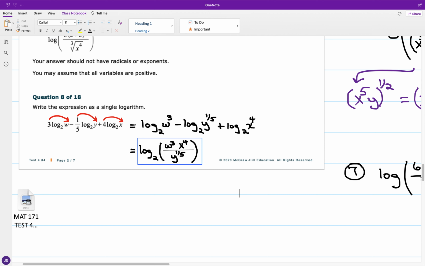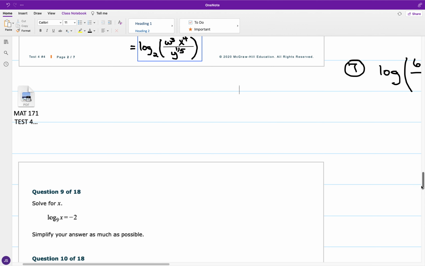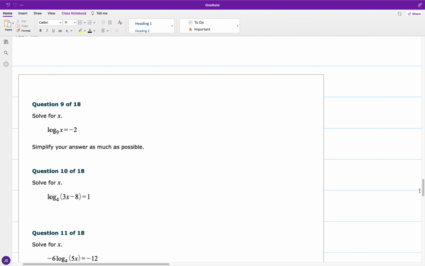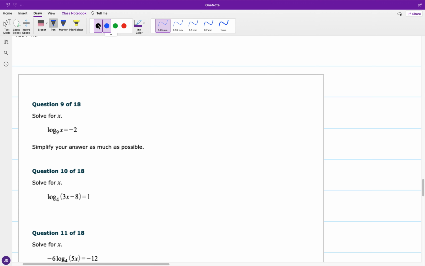Now, for what we have in the case of the next group, we're looking at not just logarithmic terms, but logarithmic equations. And for number 9, we had the base 9 logarithm of x is equal to negative 2.